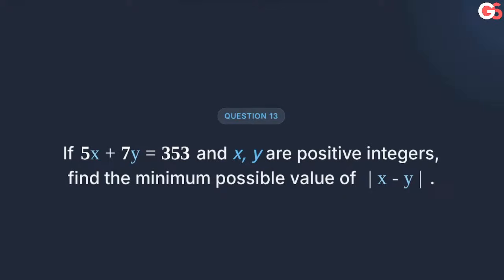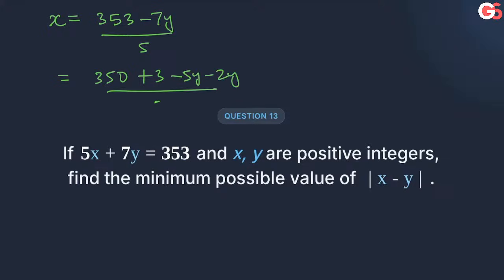ठीक है. So okay. x is equal to (353 minus 7y) upon 5. अब कर लेते हैं, कोई दिक्कत नहीं है. तो 350 plus 3 minus 5y minus 2y upon 5 is what we have, which means (3 minus 2y) upon 5 is the main concern here. अच्छा हाँ, ठीक है, अब कर लो. तो ये हो गया है ना. 2 1s are 2, 2 2s are 4, 2 3s are 6, 2 4s are 8. So y is 4, definitely 4.